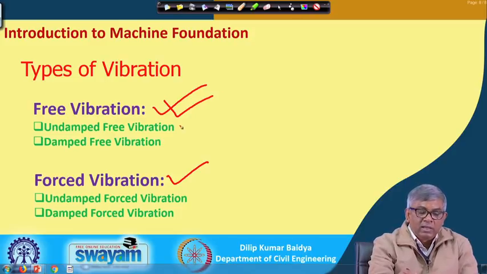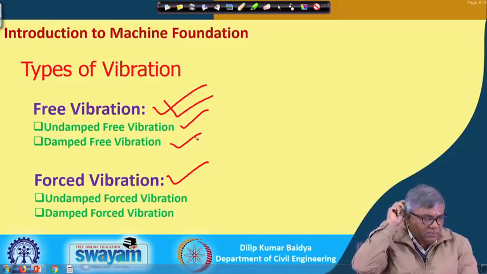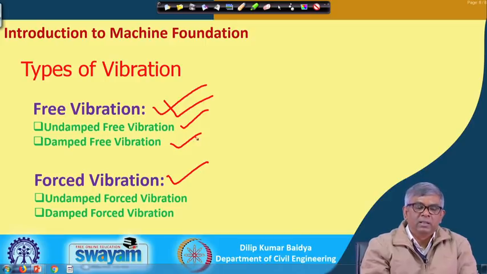One is undamped free vibration and the other is damped free vibration. What is damping actually? When anything vibrates, because of some damping property present within the material, the initial amplitude will be reduced with time, so that the vibration will ultimately be diminished. That property is damping.